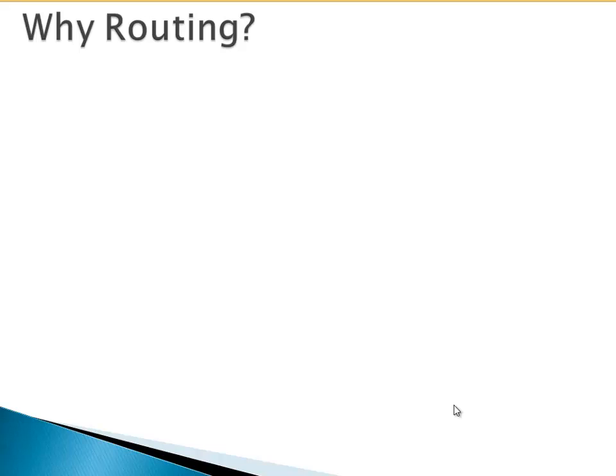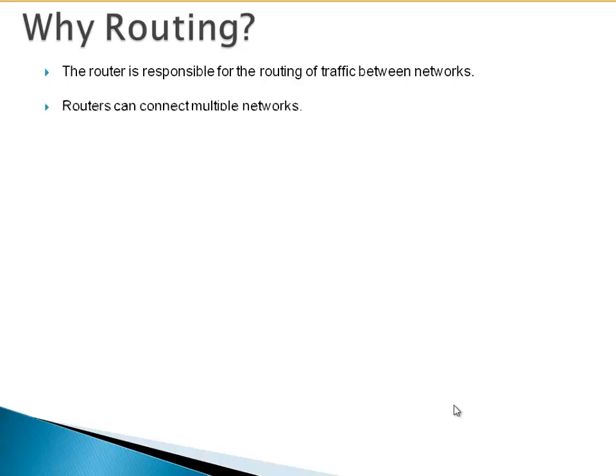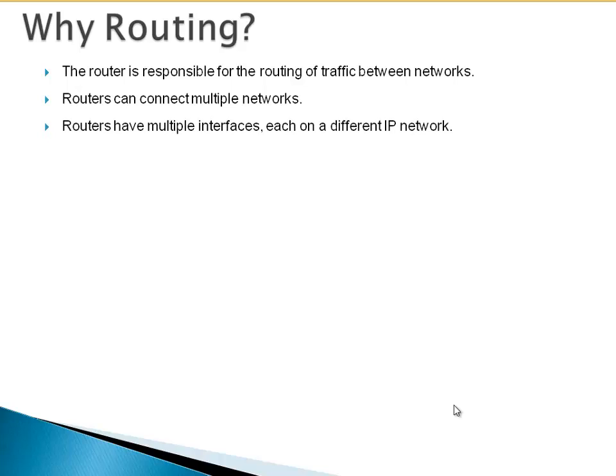Why routing? The router is responsible for routing traffic between networks. So the router's job is to take packets from one network and route them to a remote network or a different network. Routers can connect multiple networks. Routers have multiple interfaces, each on a different IP network. So each interface on the router has to be on a different IP network.